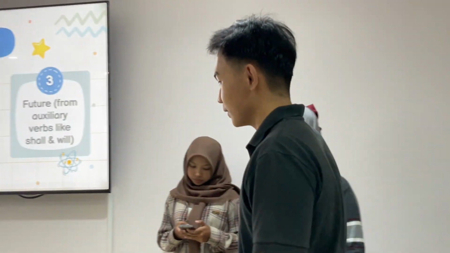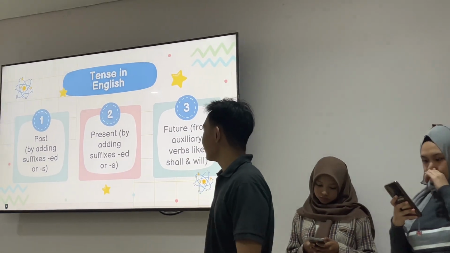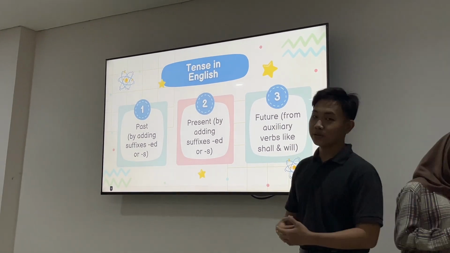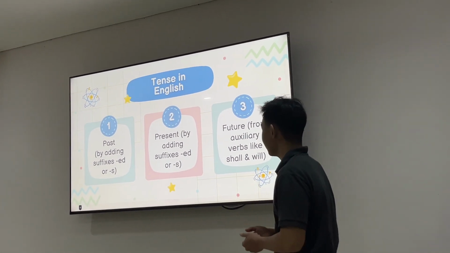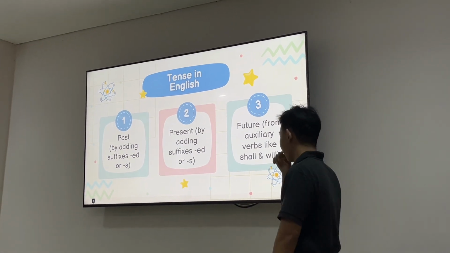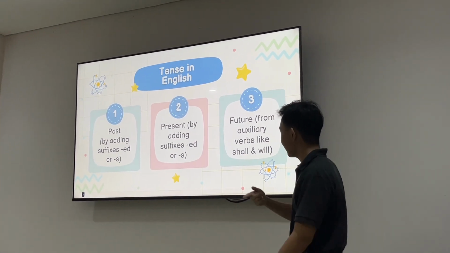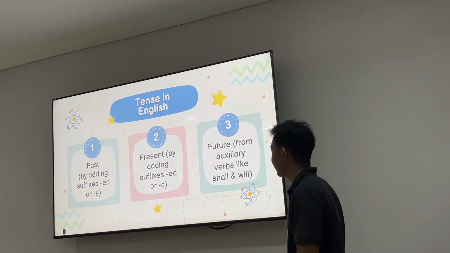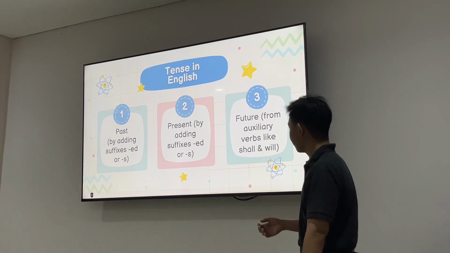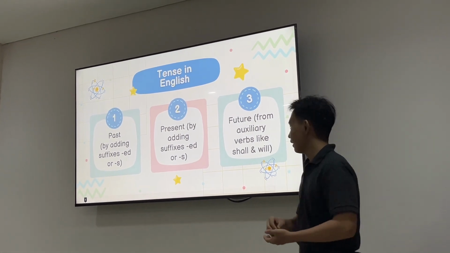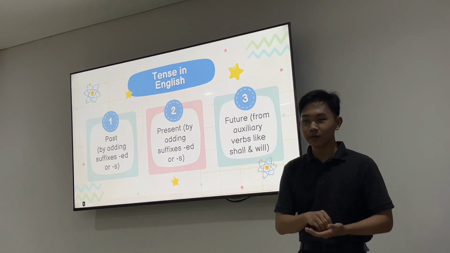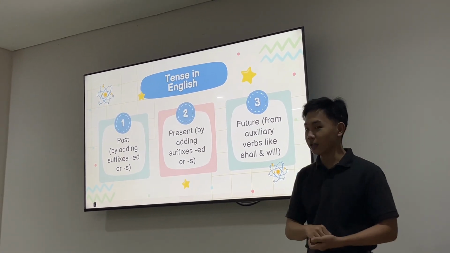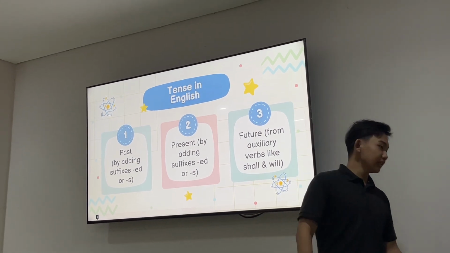Okay, so now I'm going to talk about tense in English. As we know, there are 16 tenses in English, but if we categorize them, they would be separated into three parts, which are past tense, present tense, and future tense. Both past tense and present tense are formed only by adding the suffixes ed or s to the verb stem, while the future tense needs auxiliary verbs like shall and will. Next slide, please.